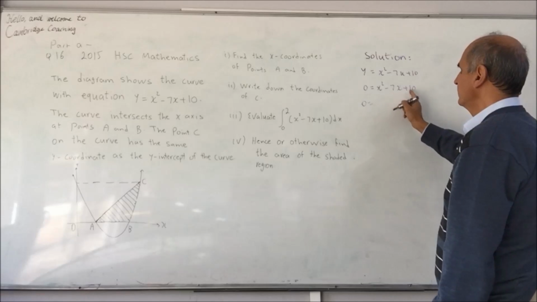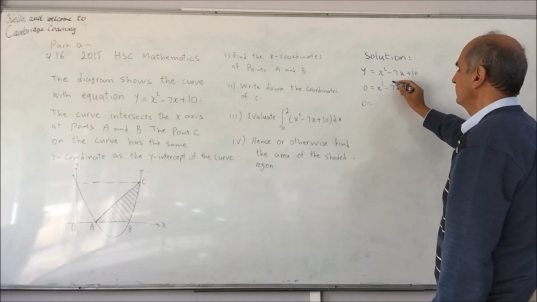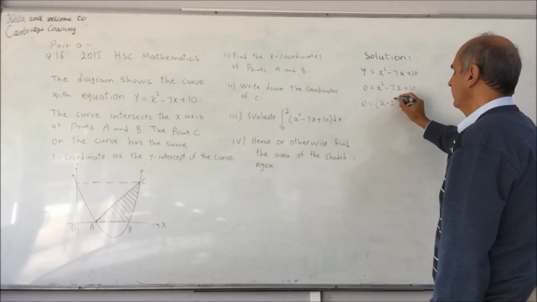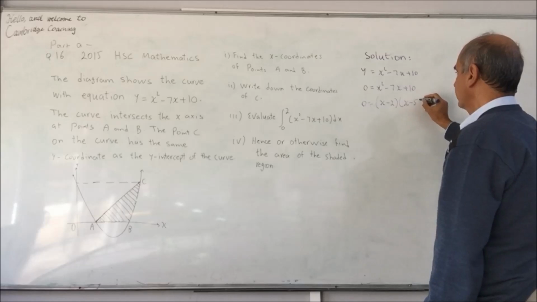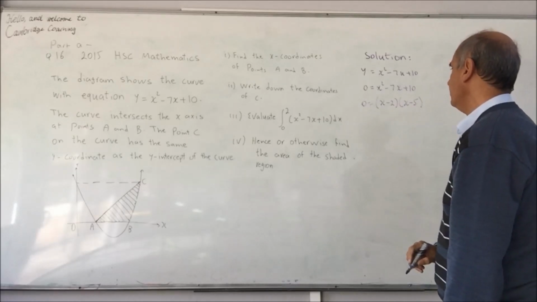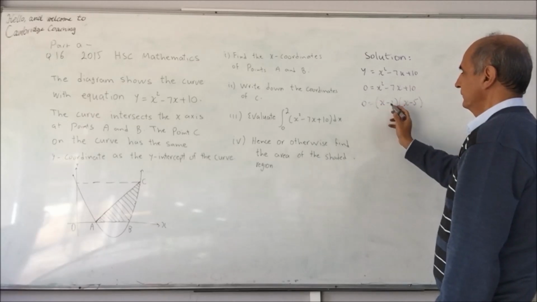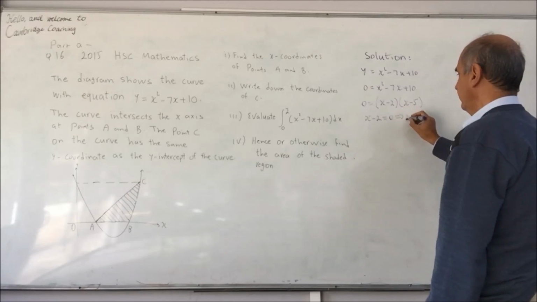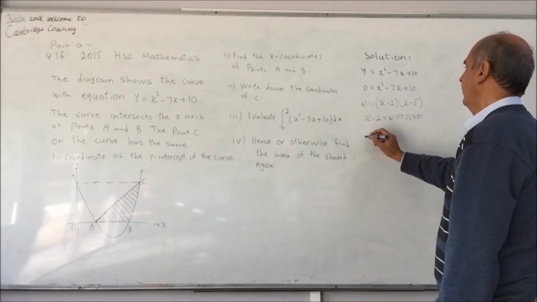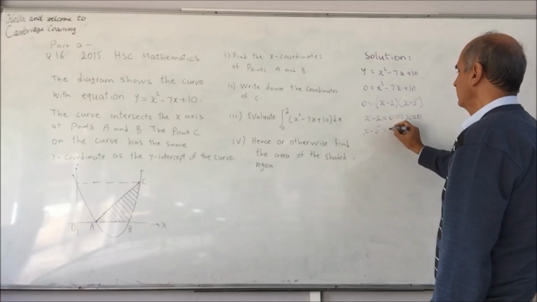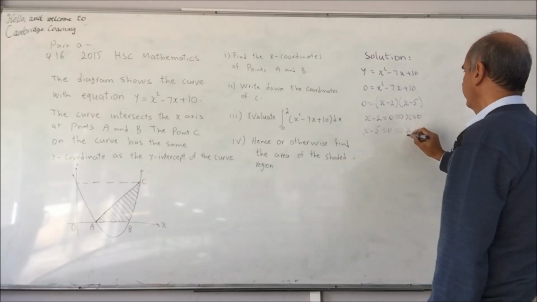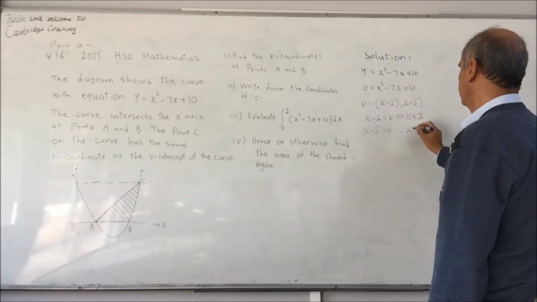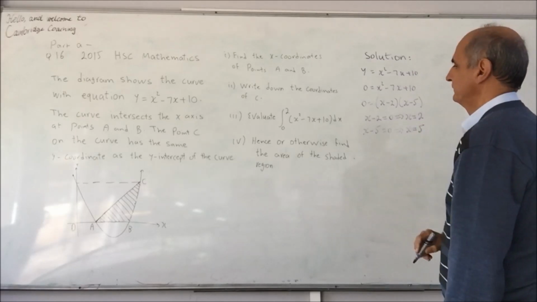Then I can factorize this by finding two numbers that add to minus 7 and multiply to 10. They are minus 2 and minus 5. So I can factorize like this, and each bracket can be put equal to 0. So x minus 2 equals 0 gives us x equals 2, and x minus 5 equals 0 gives us x equals 5.